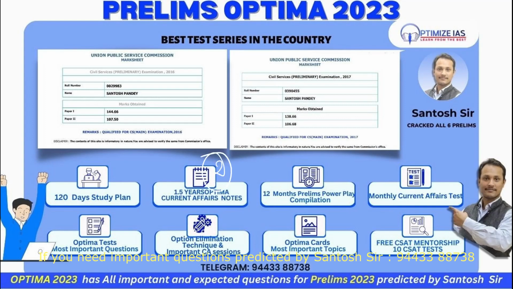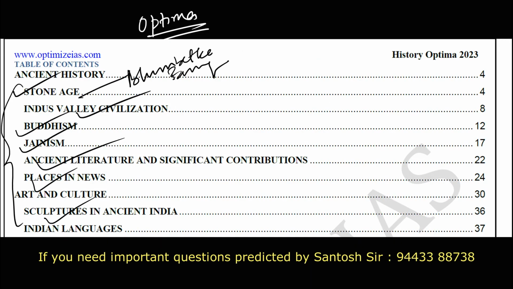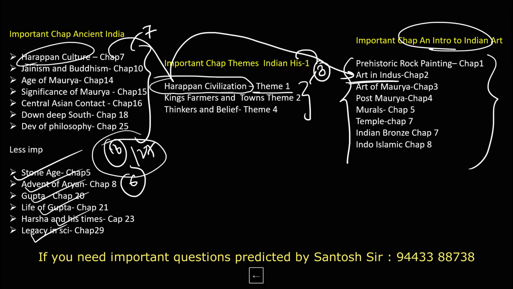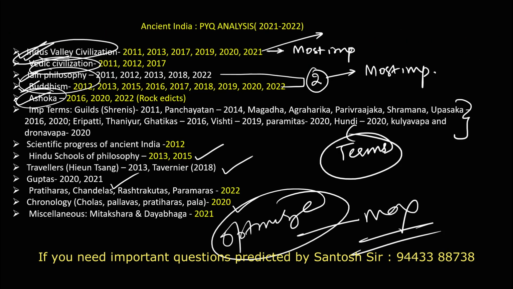For example, just to tell you, megaliths are very important. Rock painting is very important. Bhimbetka rock painting is very important. Jainism is very important. Like this, I have covered all the important topics in the Optima sessions. So guys, please note down, these are the only chapters you need to study. And why I am able to say this is because I have analyzed it, and it is in front of you. This is how the questions have come from ancient India in the last 12 years.